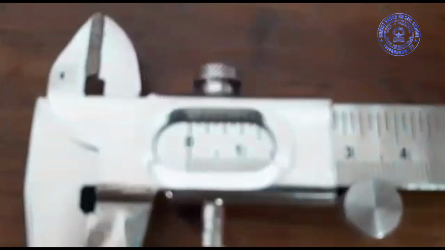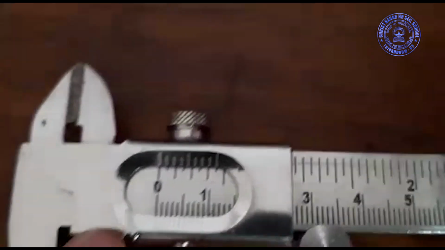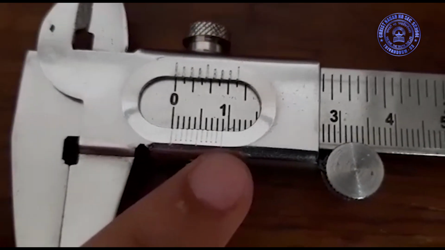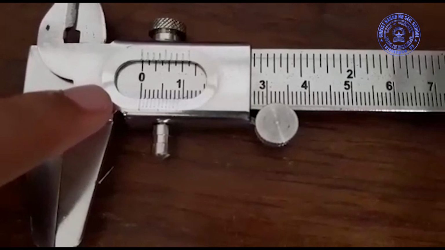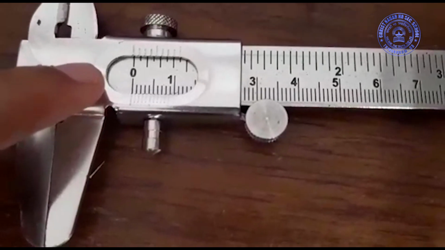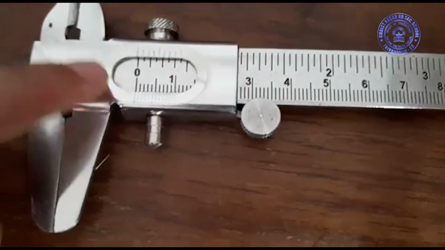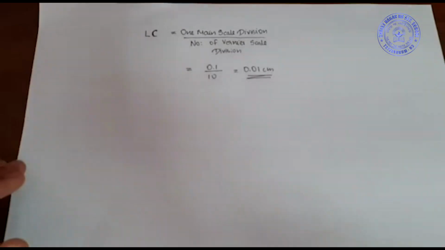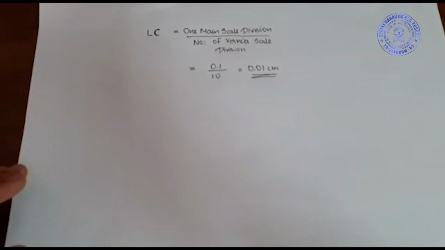And a vernier scale, there are 10 lines marked on the vernier scale. If the 0th line of the vernier scale coincides with the 0th line of the main scale, then there is no zero correction. In this vernier calipers, there is no zero correction.